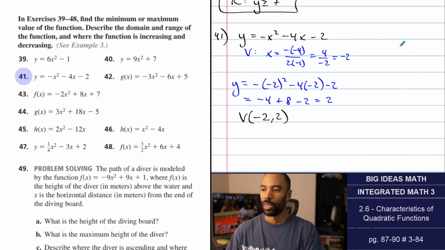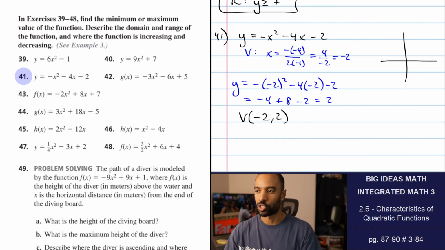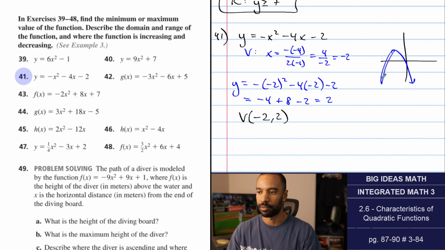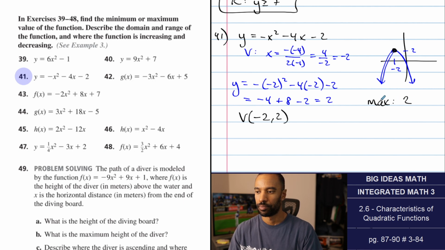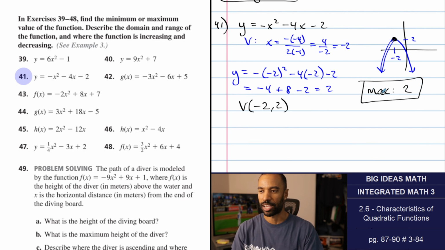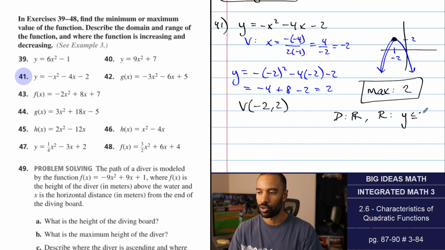Now, as far as that goes, your graph is also a downward-facing graph. So at negative 2, 2, it faces downward like that. Okay? When we talk about min versus max, it has a maximum. It has a maximum at 2. It's the y value, maximum at 2. Domain, all real numbers. Range, y is less than or equal to that maximum of 2. We go down from there.